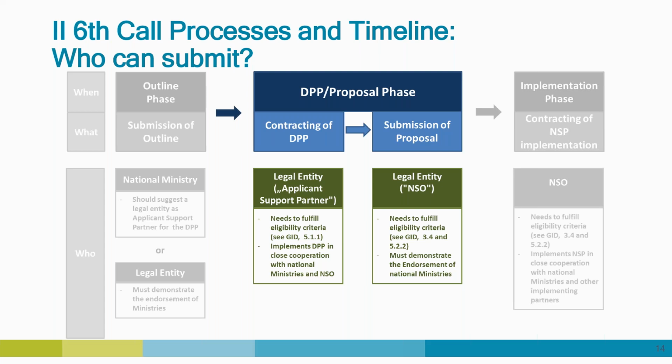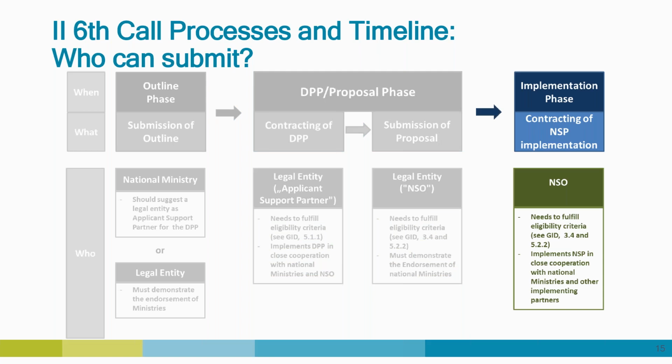This leads us to the implementation phase. As I mentioned before, the NAMA Support Organization, or NSO, will become the contracting partner for project implementation if the final proposal is approved by the NAMA Facility donors. Since we're talking about quite significant funding volumes in the range of 5 to 20 million euros granted from the NAMA Facility to a project, we apply more demanding capacity requirements to the NSO. These requirements are also listed in the General Information Document.